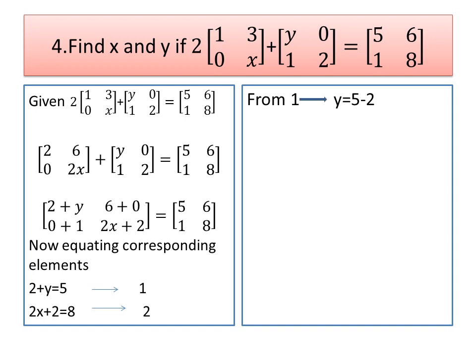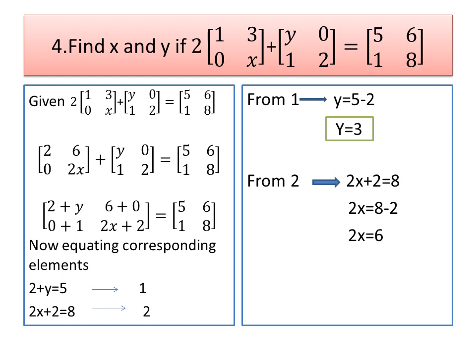From equation 1, we have y is equal to 5 minus 2. 5 minus 2 gives 3, therefore y is equal to 3. Similarly, from equation 2, 2x plus 2 is equal to 8. If I take 2 to the RHS, then 2x is equal to 8 minus 2 gives 6. Then x is equal to 6 by 2 is equal to 3. Therefore, x is equal to 3 and y is equal to 3.